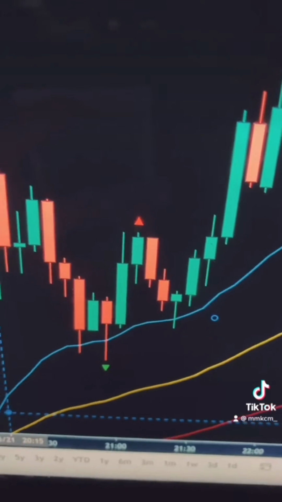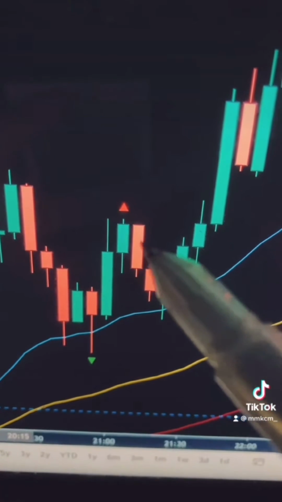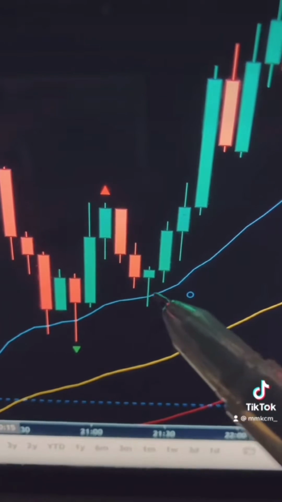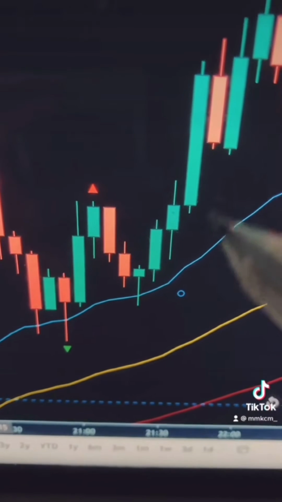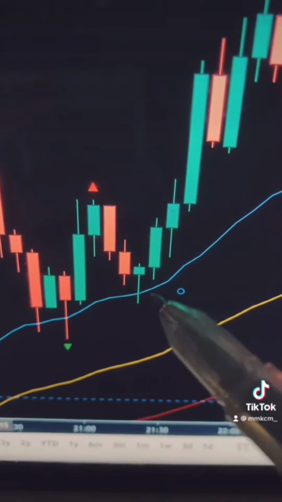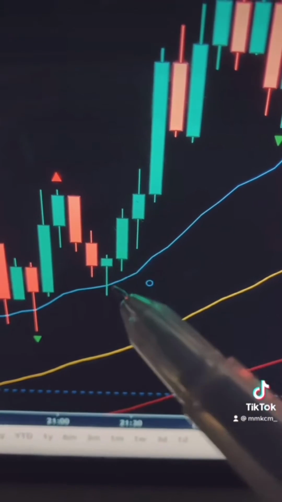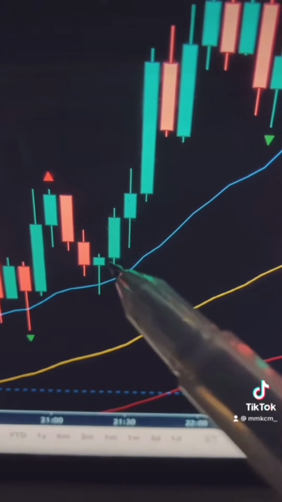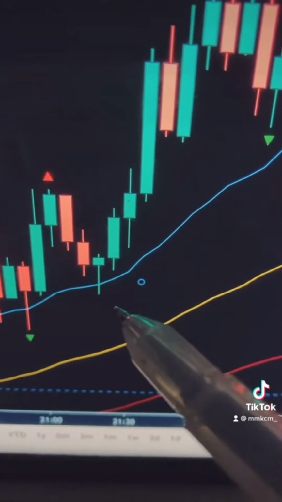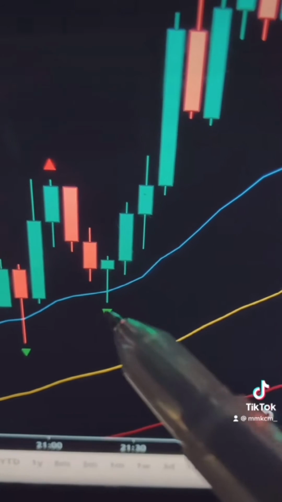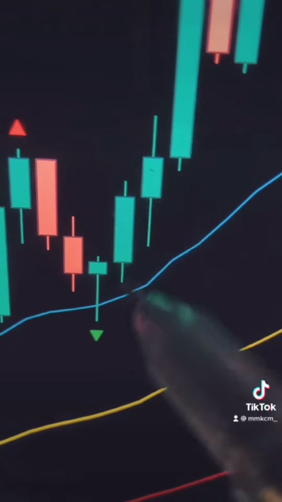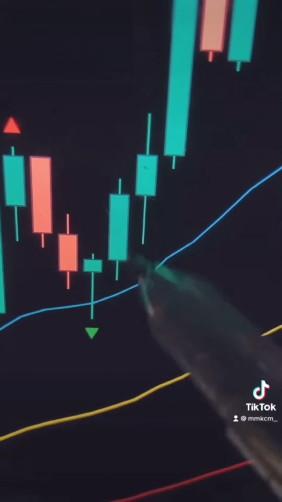Now, looking for an entry, you have to wait for a candlestick na magbabounce dito sa 20 or sa 50. For this example, dito siya sa 20 nag-bounce. So, itong candle na to, and then you have to wait for the green indicator to pop out. So, here, nag-pop out siya. So, pwede tayo mag-enter ng long position dito.